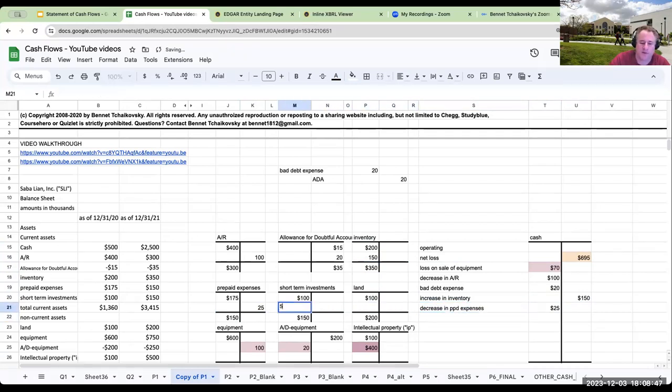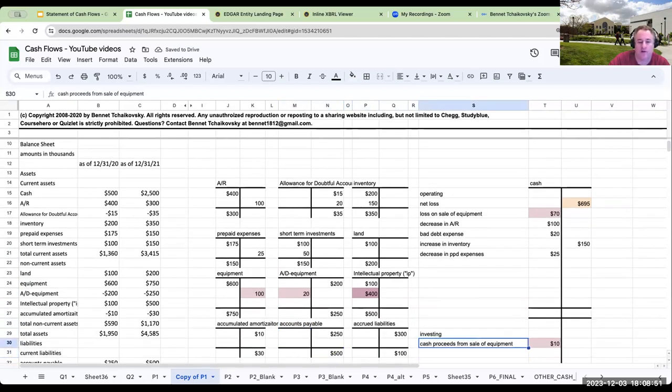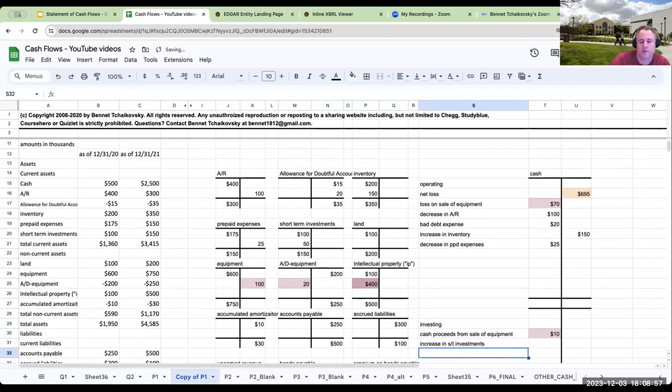Short-term investments went from 100 to 150. Oh, it has the word investing or investments. This is going to be an increase in short-term investments, right? And we'll just say that we purchased this for 50. In reality, this would be a little bit more complicated.